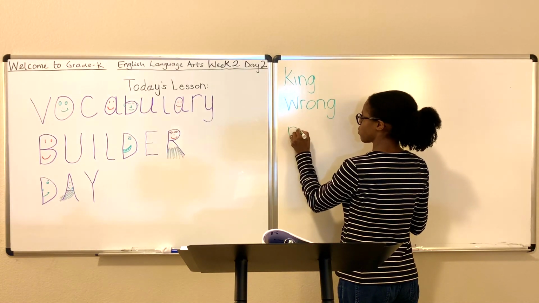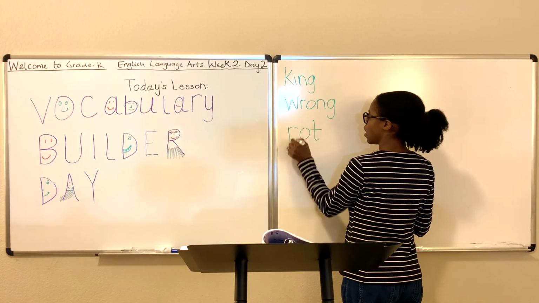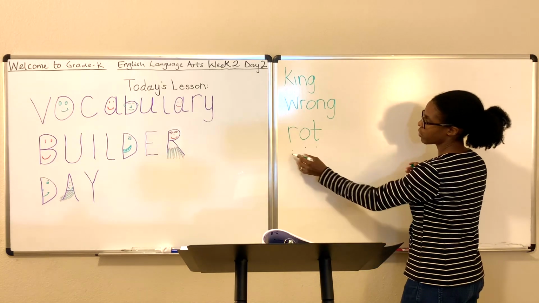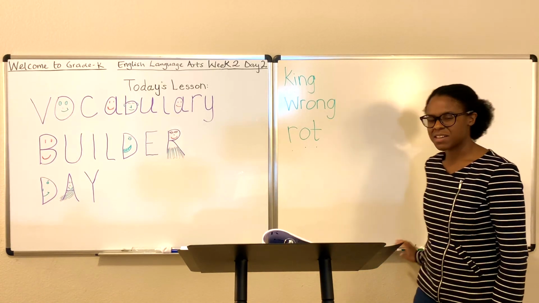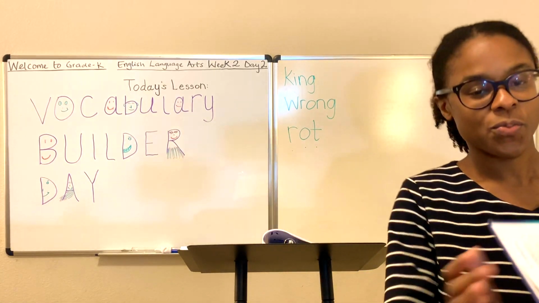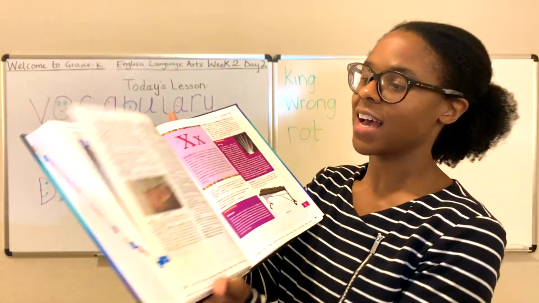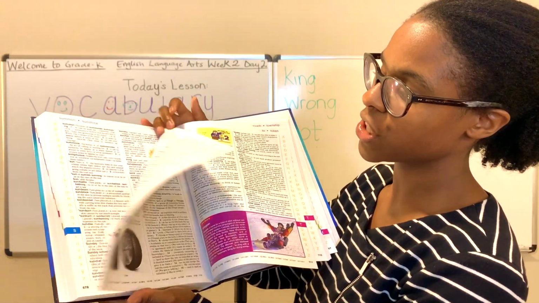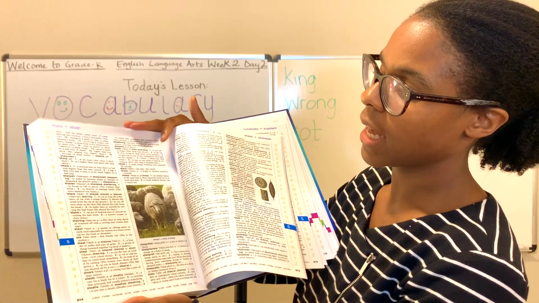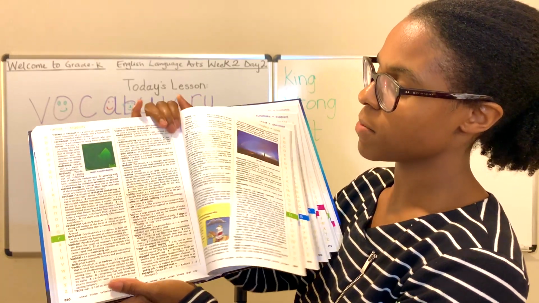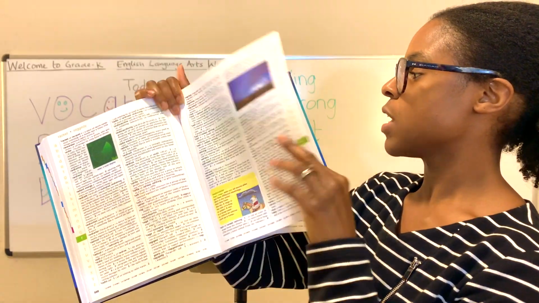Let's try this word, rot. R-O-T, rot. What does it mean for something to rot? Well, let's find out. You can go ahead and pull up your dictionary if you have it. And let's go to the R's. Remember, this is Vocabulary Builder Day.